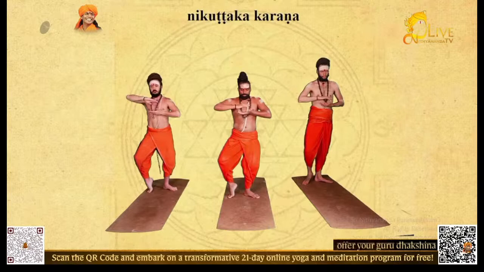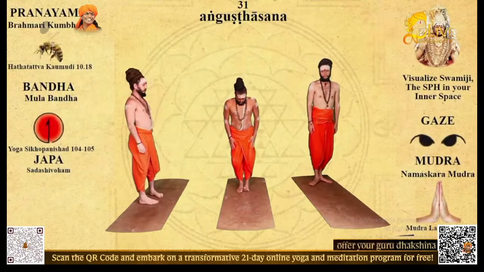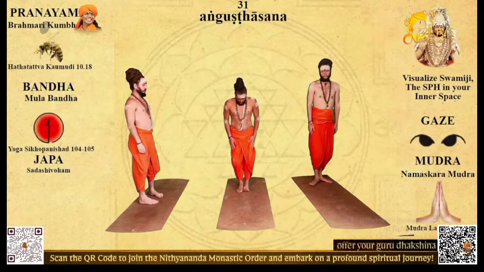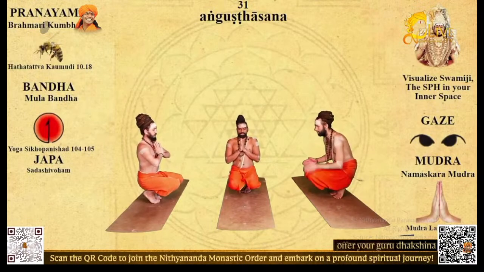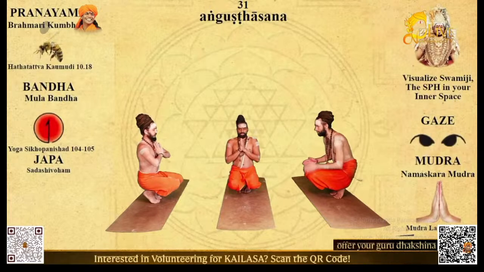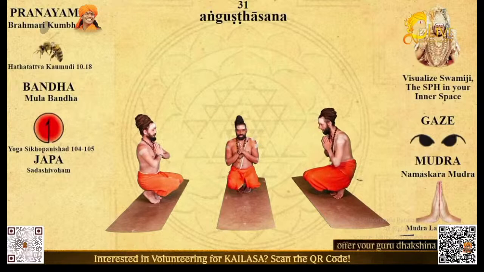The next asana is Angushthasana. As you sit with toes tucked, perineum on the heels, bring the knees together, palms together at heart center, Namaskar Mudra. The japa is Paramashivoham. Visualize Swamiji in space as you perform Bhramari Pranayama, which is inhaling like a male bee and exhaling like a female bee.